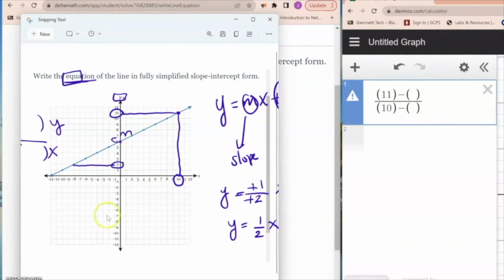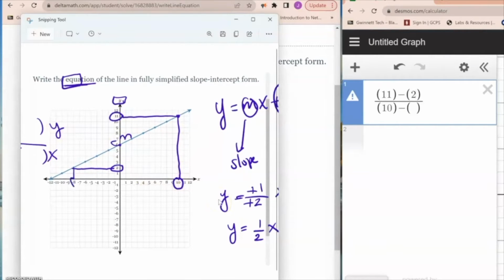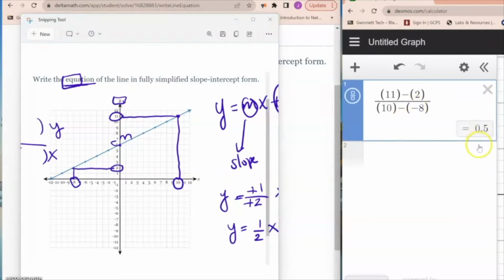What's that number? 2. So I put 2 on the top because it has to be y on the top, and then x. All right, what does that point go with in the x direction? So I go to x, and what is that number? -8. So I go here, and I put -8. And we should get a half like we did before. Oh my gosh, it's a decimal.